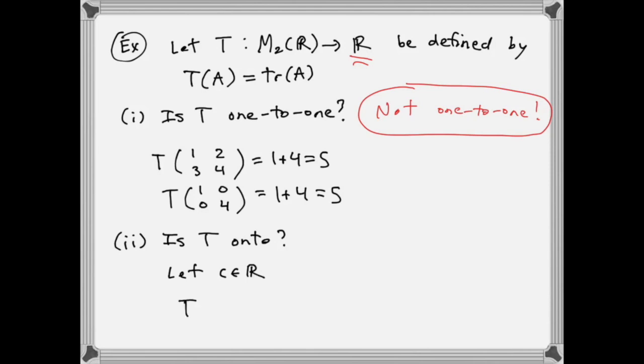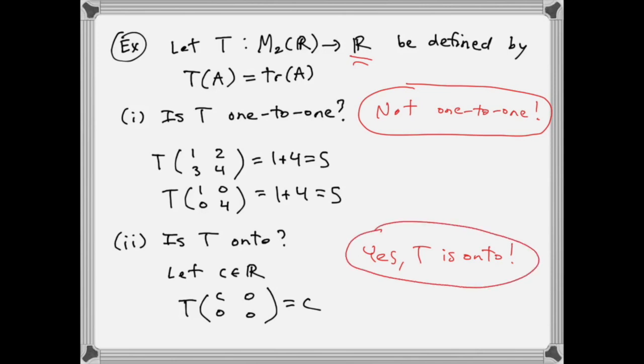What would be T of the matrix C, 0, 0, 0? It's equal to C. In other words, it's possible to get any answer you want just by creating a matrix like this. So yes, T is onto. Of course, that matrix I picked was not unique, and that's the whole point. There are lots of things that map to each one, so we know that we can get the whole real number space by just putting any matrix we want in there that has the correct trace. So there's an example of a map that's not 1-to-1, but it is onto.